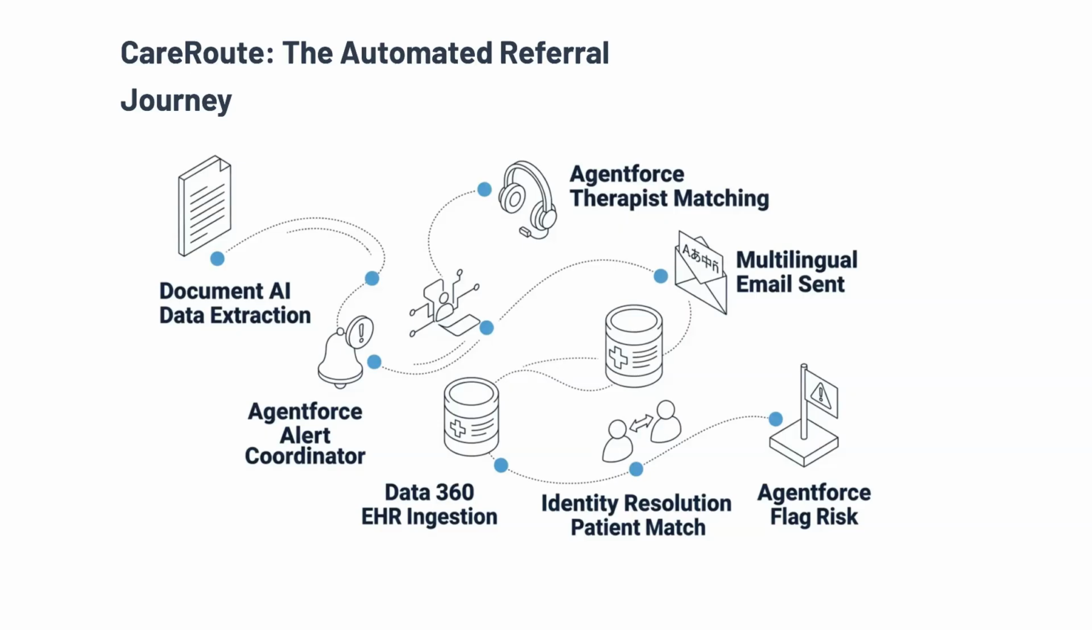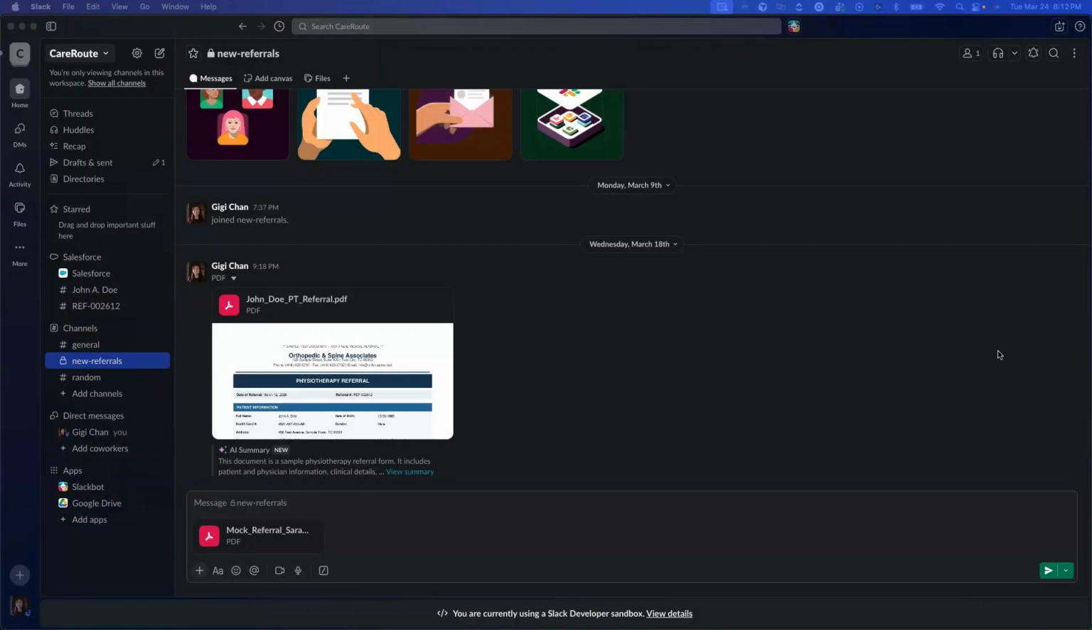So let's get started. First, we receive a referral PDF that was generated by the eFax system integrated with Slack. And because Slack connects to Google Drive and other file systems, referrals can also land from those sources as well. Once the file is in Slack, the app will detect it and send it to Document AI in Salesforce to read the PDF and extract the patient information. For the purpose of the demo, I'm going to upload the PDF here and click Send.